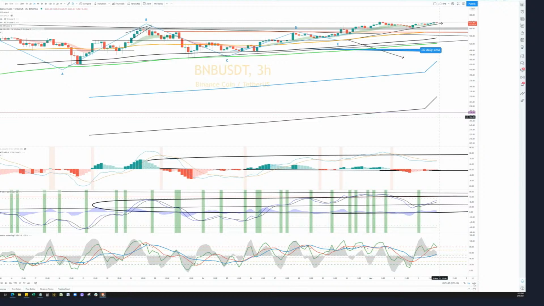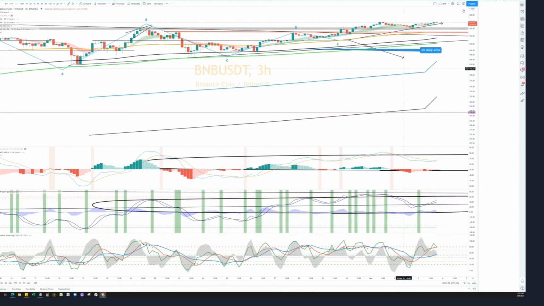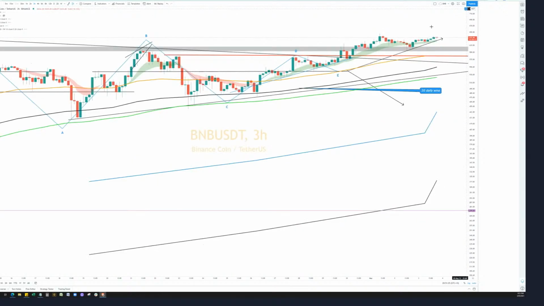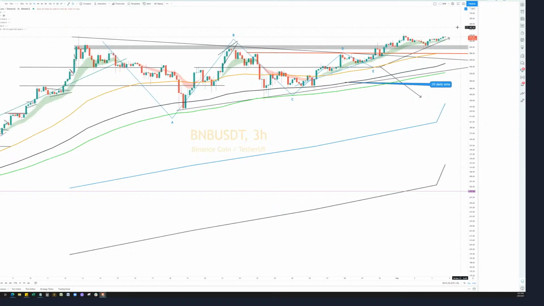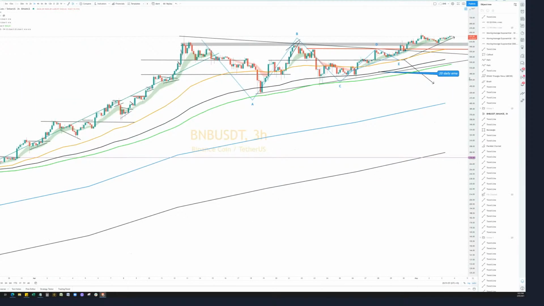Can't autocorrect. Yeah. What are you doing? That's crazy. Why is this not correcting? Freaking annoying.